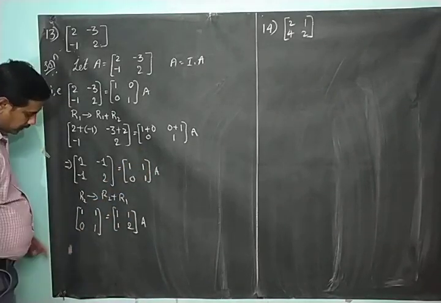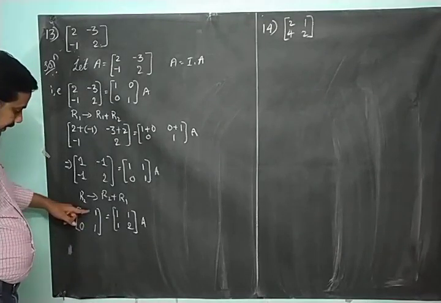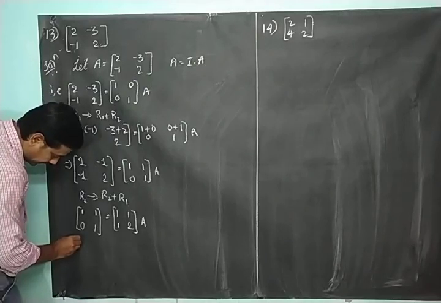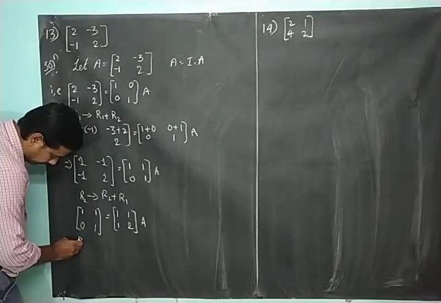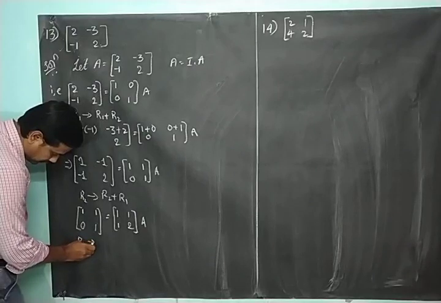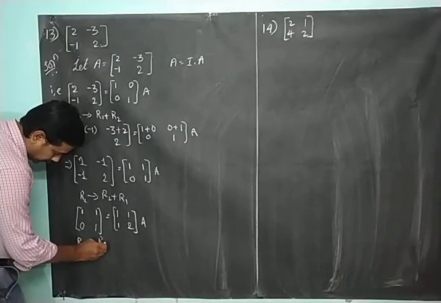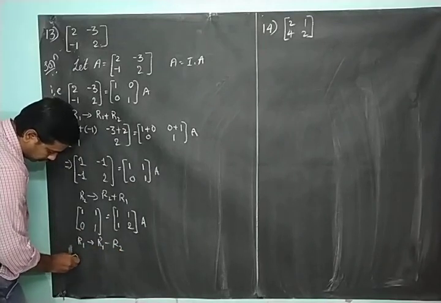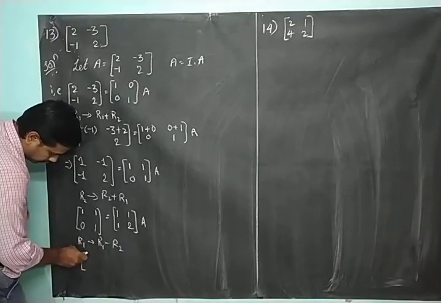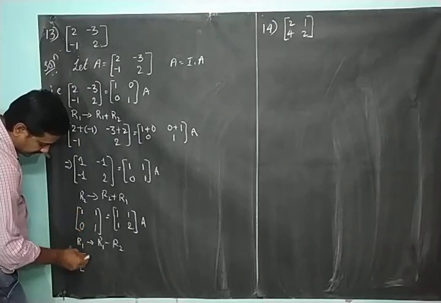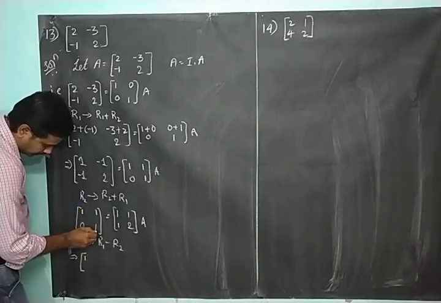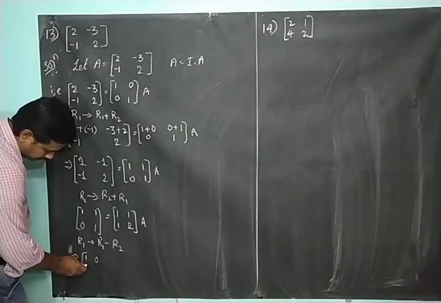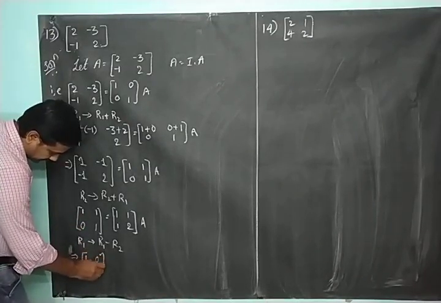Now I have 0 here, I have 1 here, I have 1 here. Only this thing is to be changed. Okay. So I can write R1 changes to R1 minus R2. One minus 0 is 1. 1 minus 1 is 0. 0, 1 as it is.